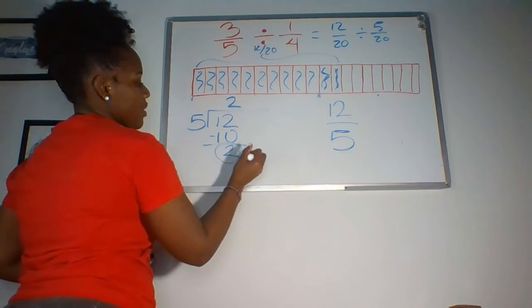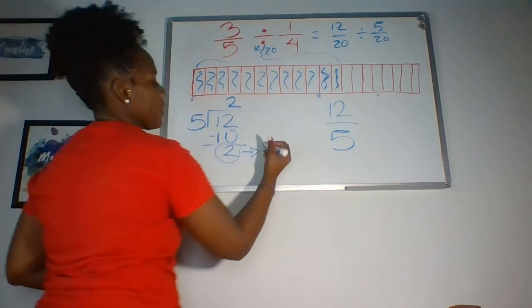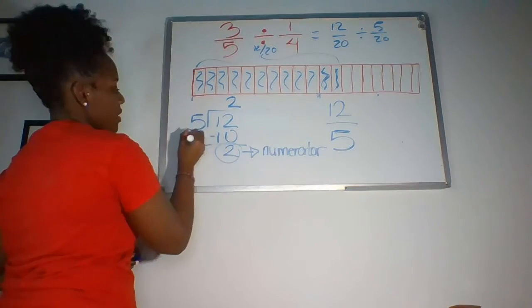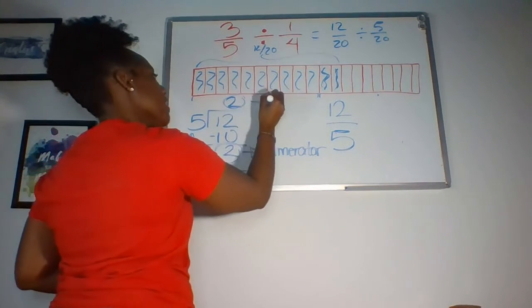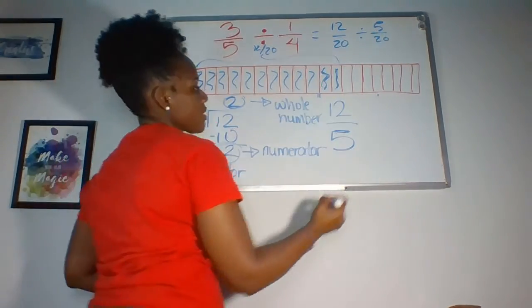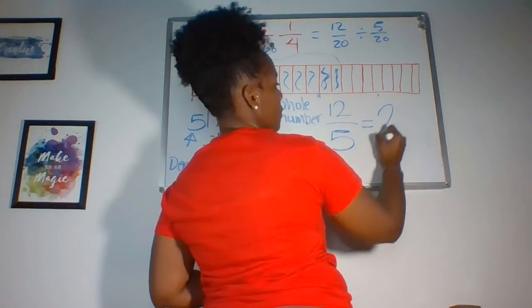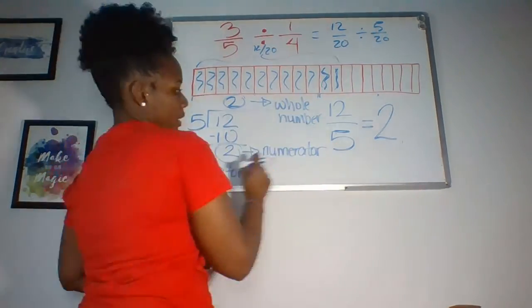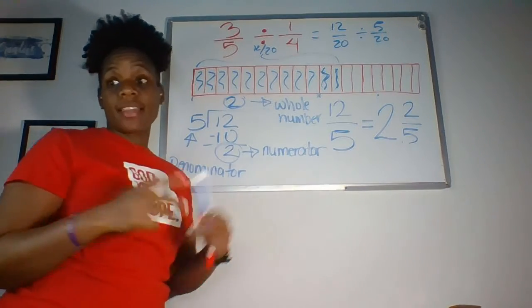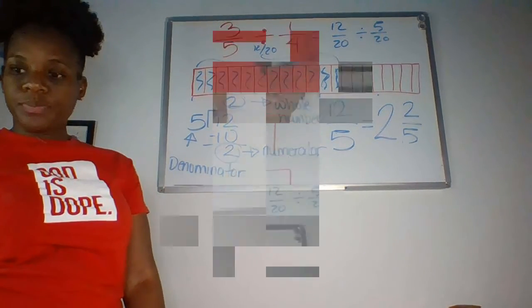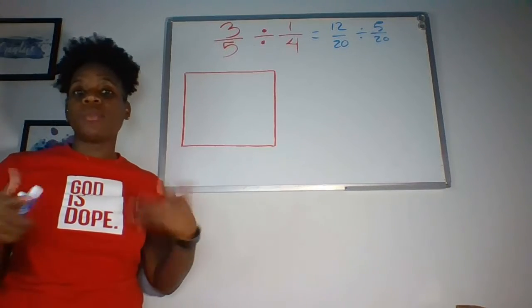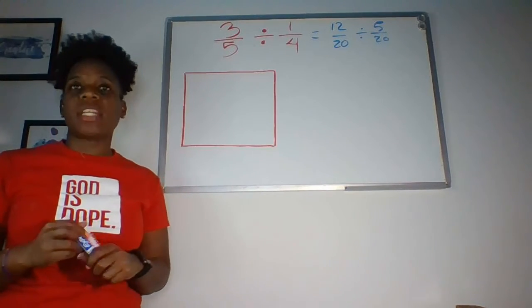This serves as your numerator. This is your denominator. So this is equal to 2 and 2/5, where 2 is the whole number. The same exact thing that we did when we worked on it the other way. I want to show us this using just that one rectangle, and I know a lot of us were still kind of confused with that.